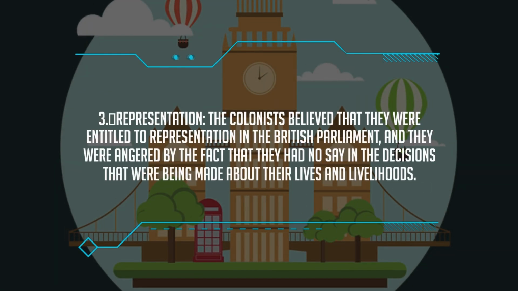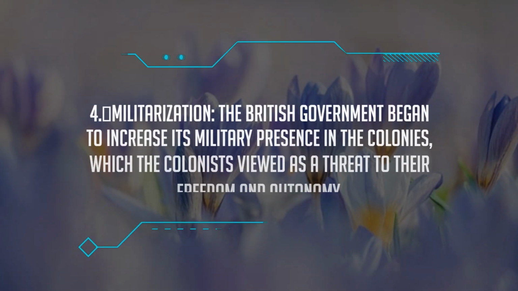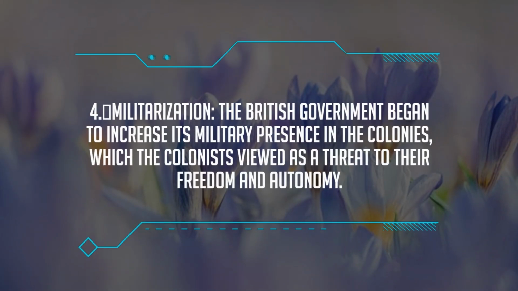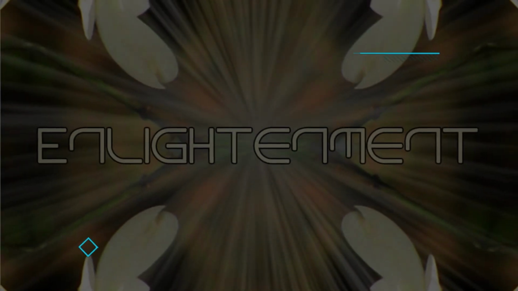3. Representation. The colonists believed that they were entitled to representation in the British Parliament, and they were angered by the fact that they had no say in the decisions that were being made about their lives and livelihoods. 4. Militarization. The British government began to increase its military presence in the colonies, which the colonists viewed as a threat to their freedom and autonomy.